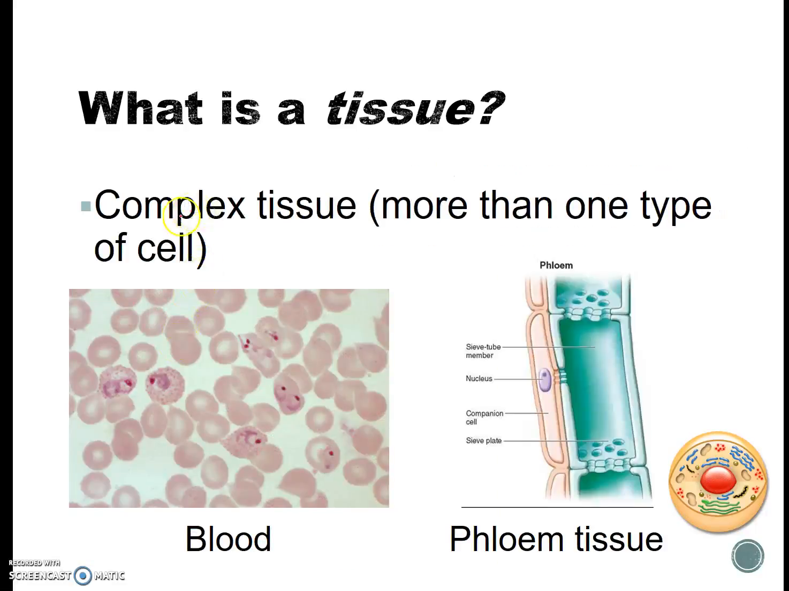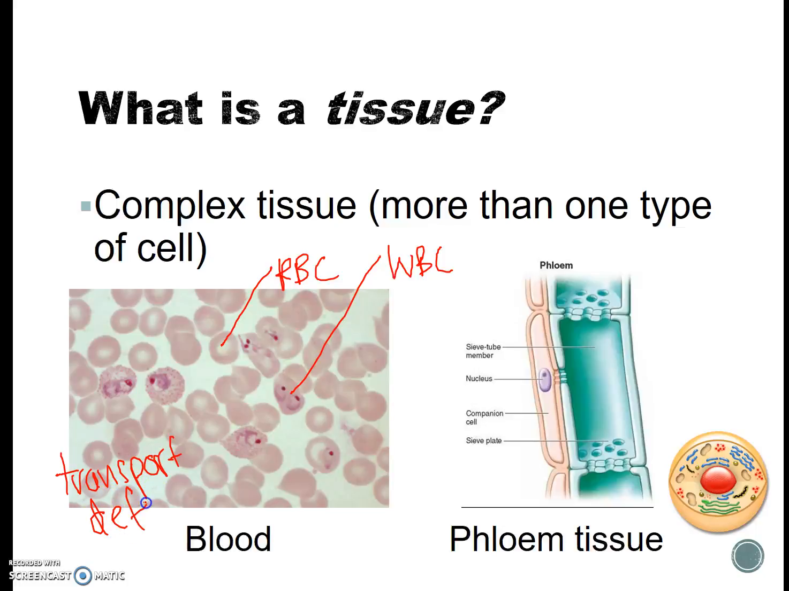A complex tissue is made out of more than one type of cell. For example, blood is a complex tissue. You've got red blood cells, this is your red blood cell, but you've also got these. What do you think these are? These are actually white blood cells. Together, they work to perform the function of transport, transporting substances, and also defense. We'll talk more about that in another topic, but they work together to defend your body against injuries and outside invaders.